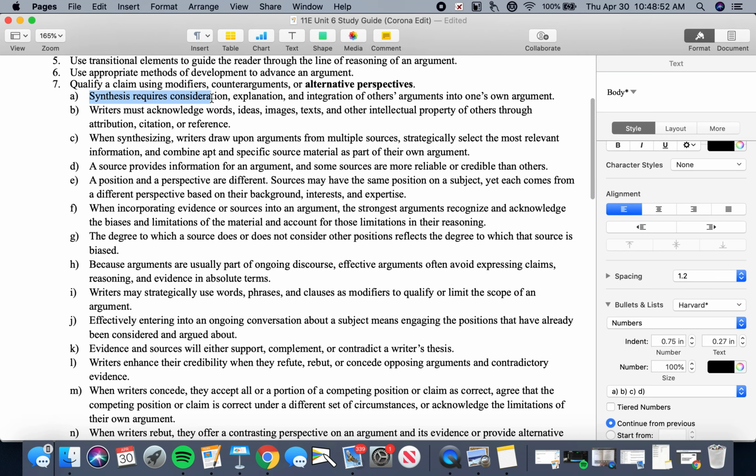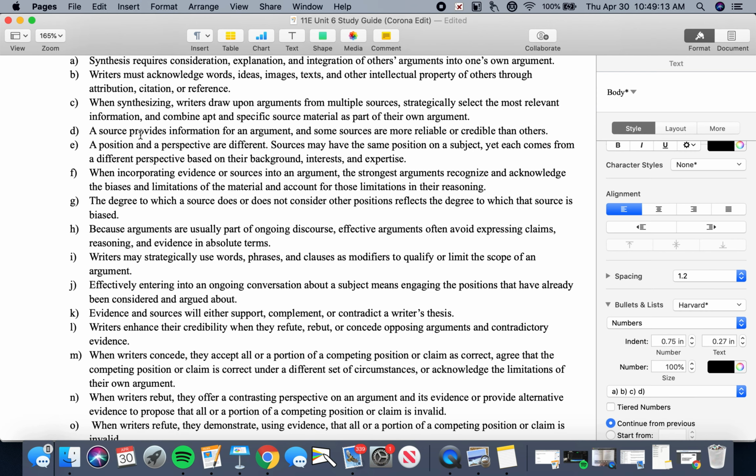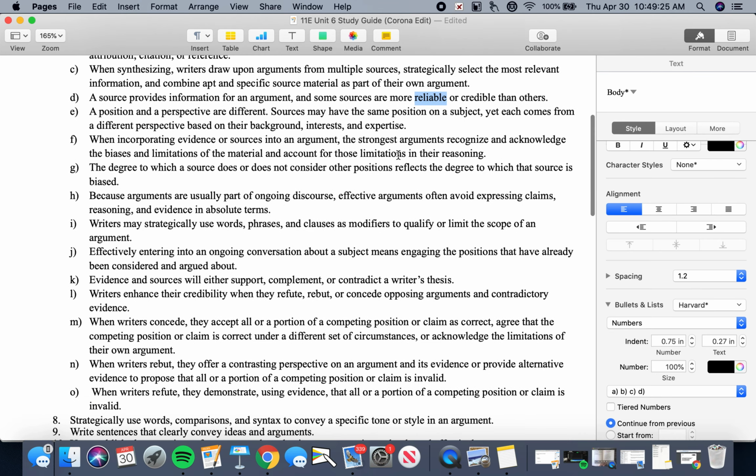So what synthesis is: the fact that you need to acknowledge other people's ideas when you are synthesizing. When synthesizing, you draw upon multiple sources, strategically using the most relevant information to support your argument. Sources provide information for an argument, and some sources are more reliable or credible than others. You need to take account of bias, and take into account the fact that some sources ought not be trusted to the same extent as others.